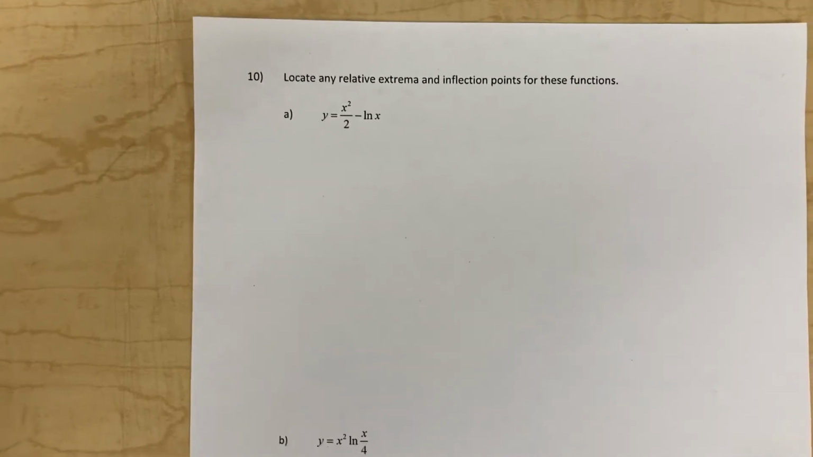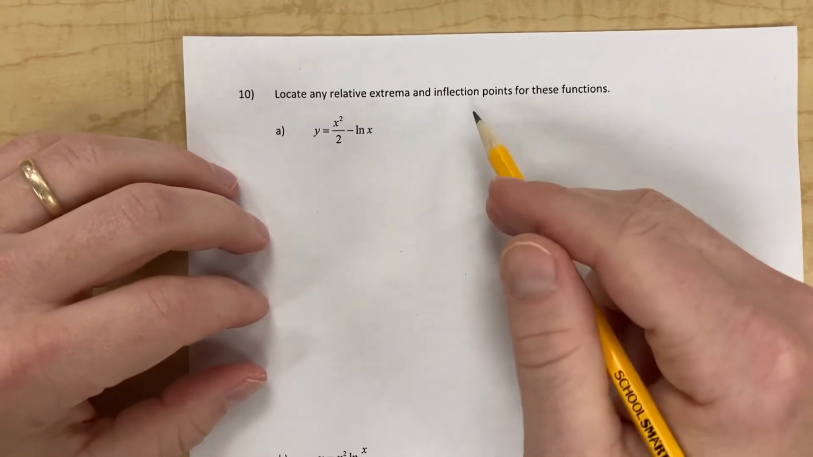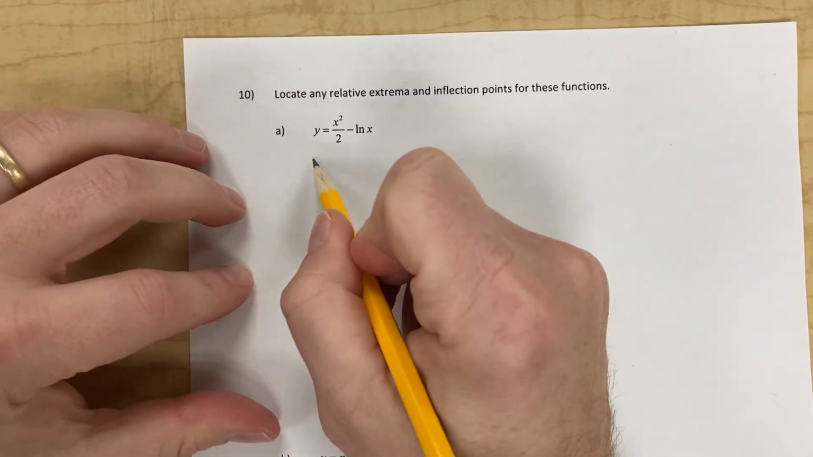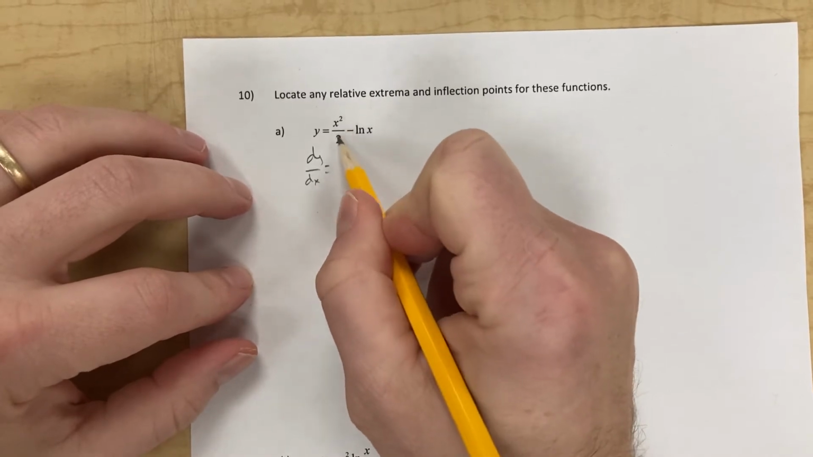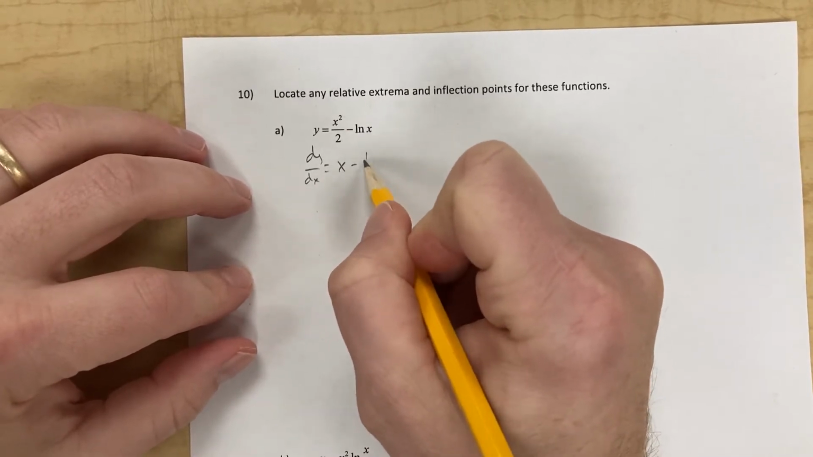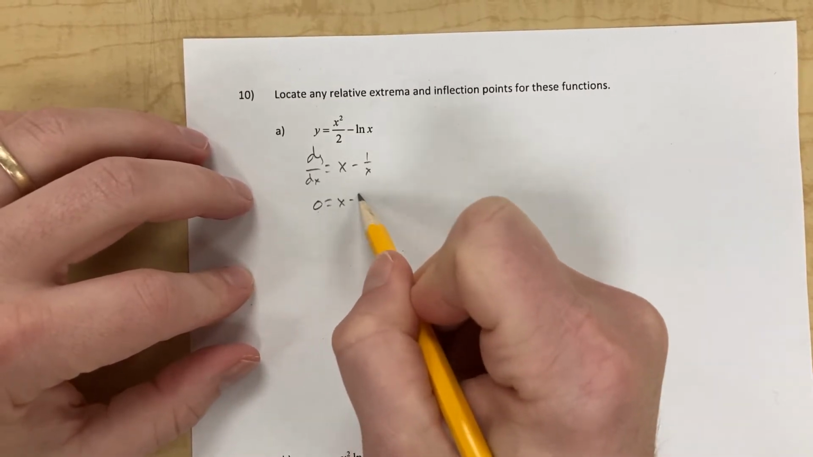Right, this is worksheet 5.1, day 2. This is the second part. We're supposed to find any relative extrema and points of inflection. So to do that, we take the derivative. So that's going to be 2x over 2, so x minus 1 over x. That's our first derivative. We're going to set that equal to 0.